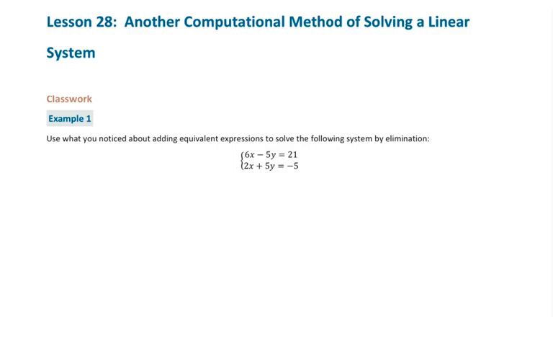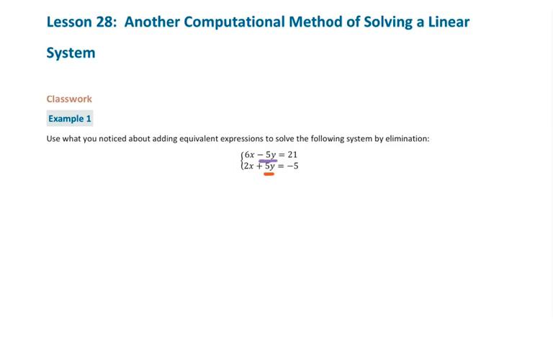So what we see here is we have 6x minus 5y equals 21. And then in the second equation, we have 2x plus 5y equals negative 5. So I want you to notice two things. One, in the first equation, you have a negative 5y. In the second equation, you have a positive 5y. Meaning that if we put these two equations together as an addition problem, we can eliminate y because negative 5 plus 5 is 0.